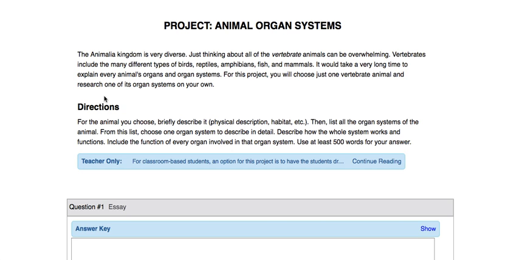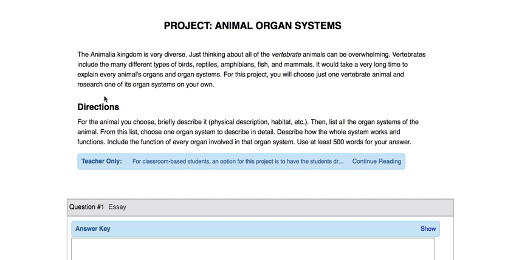You're going to list the organ systems for that animal, and then you're going to describe in detail how the organ system works and how it functions from start to finish. Talk about the descriptions of all the organs in it, talk about their roles in completing the system itself, and then talk a little bit about how that organ system plays a role in keeping that organism at homeostasis in its physical habitat, meaning where it lives.